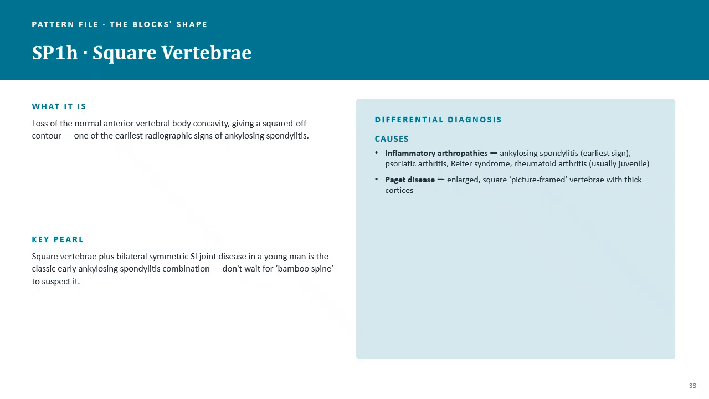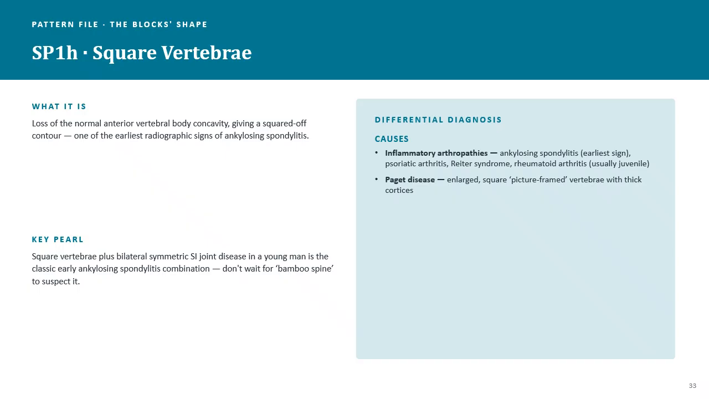Now we're moving on to the square vertebrae. When we look at a normal vertebral body, they typically have a slight inward curve. There's some concavity there. With squaring, that little curve actually disappears. So the front becomes a lot straighter, and that vertebral body starts looking like a square or a box.